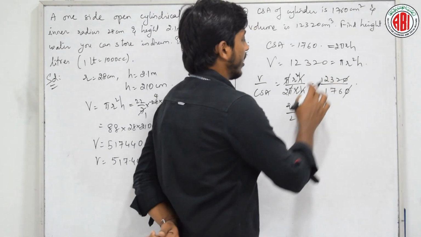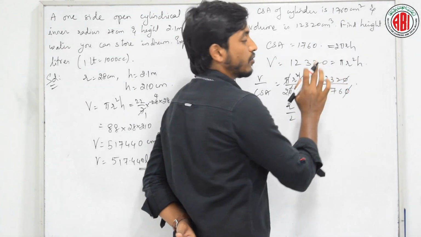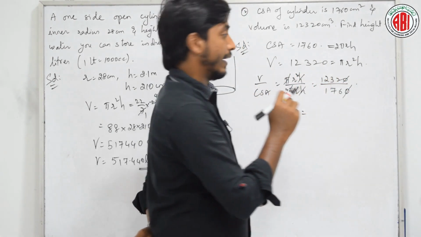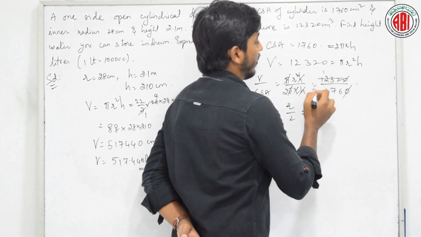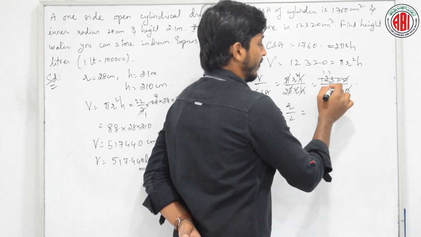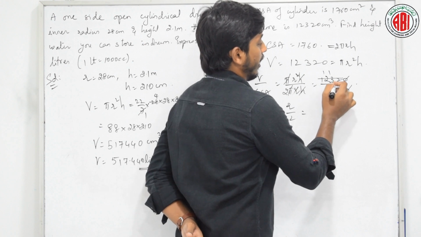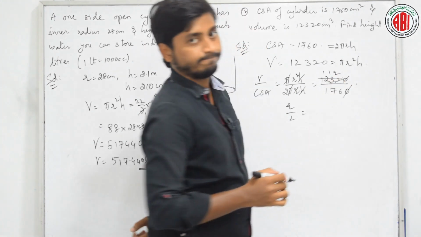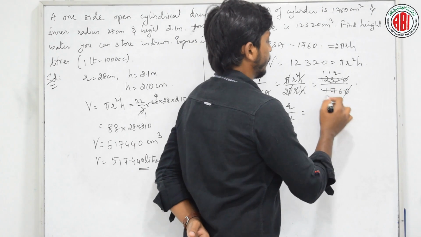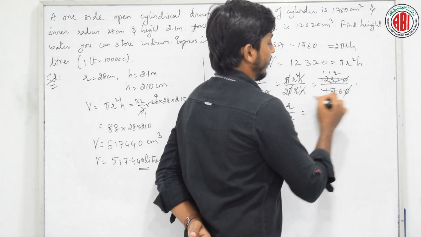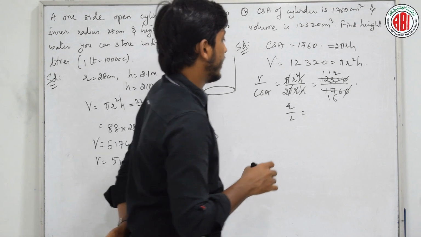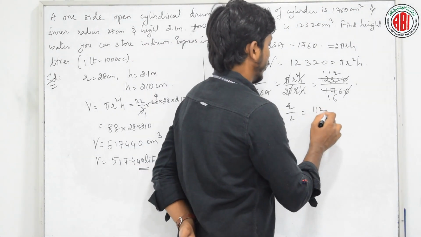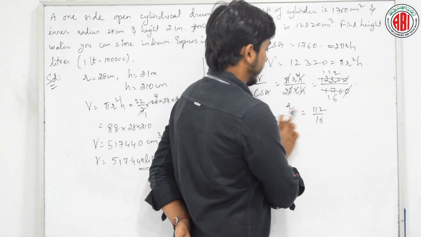Now check. 3 plus 1 is 4, 2 plus 2 is 4. It will go in 11 table. Here also 176 will go in 11 table. Check. 11 ones are 11, and again 11 twos are 22. Clear? Here 11 ones are 11, 11 sixes are 66. Now 112 by 16. Let us send this to this side.